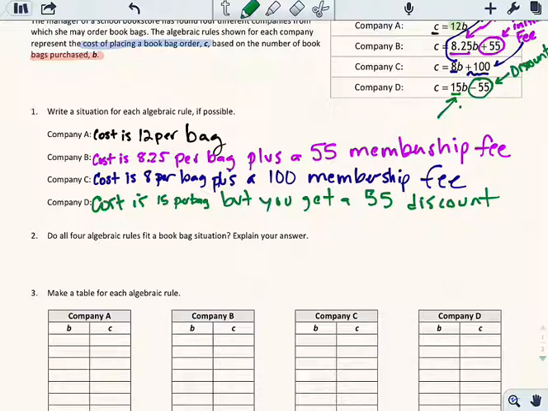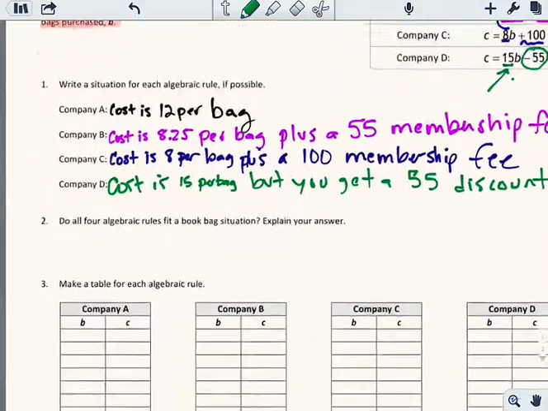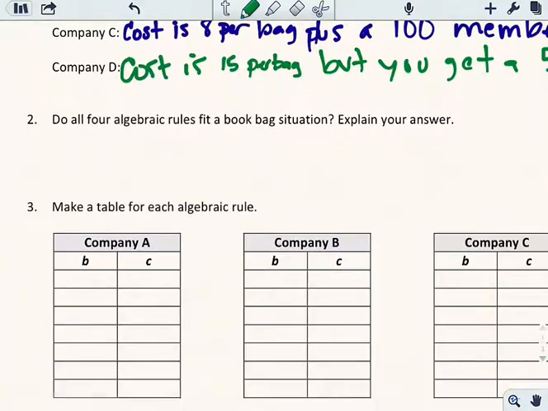Do all 4 algebraic rules fit a book bag situation? Explain your answer. I think so. I mean, if you look, you're just going to be ordering book bags. This could all totally make sense. Like we have to pay for the bags, and then sometimes you have to pay a little more just because that's the cost of like the membership, or you get some discount because of companies going out of business. So I'm not going to write that out, but yeah, I think it does.